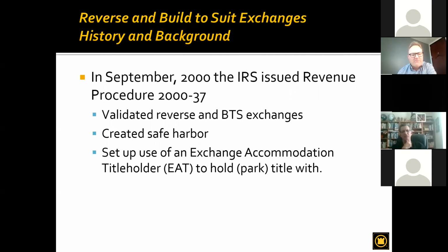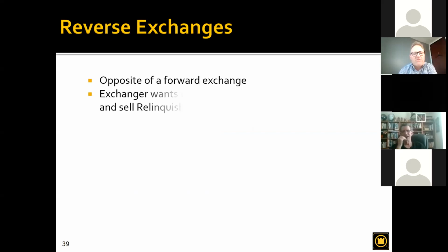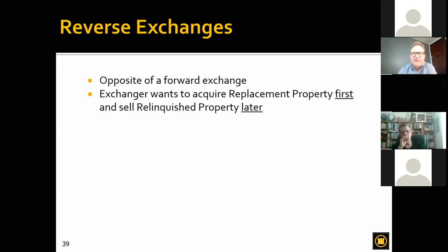And what this allowed the investors to do was to park title while they were selling their other property. Now, under Section 1031, you cannot be on title to the replacement property and sell another property you own and basically exchange with yourself. And so they created this entity to go and park title while you sold your other property. And so how the transaction works is in a reverse exchange, obviously it's the opposite of the forward exchange. So we're going to buy the replacement property first and sell the relinquished property later.